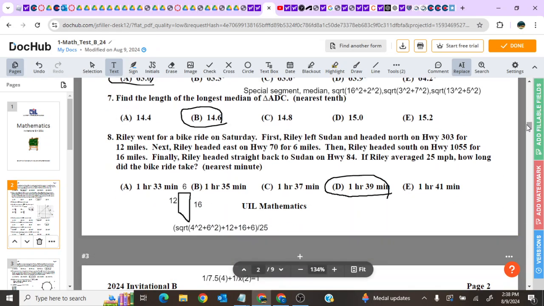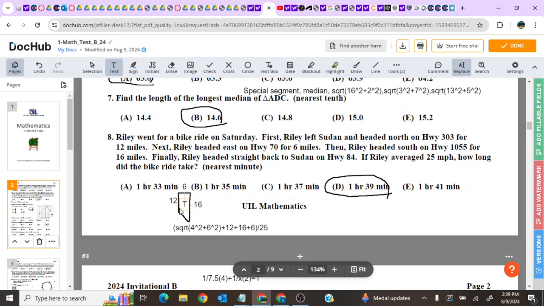Okay, Riley went to ride a bike. She left Sudan and headed north for 12 miles, headed east for 6 miles, and south for 16 miles. Then she headed straight back to Sudan. She averaged 25 miles per hour. How long did the bike ride take?